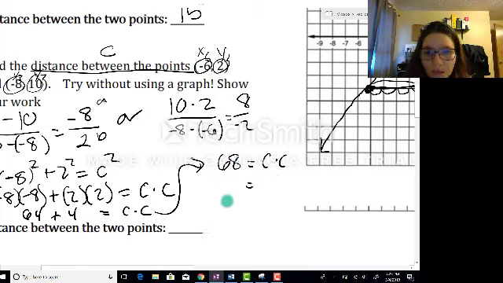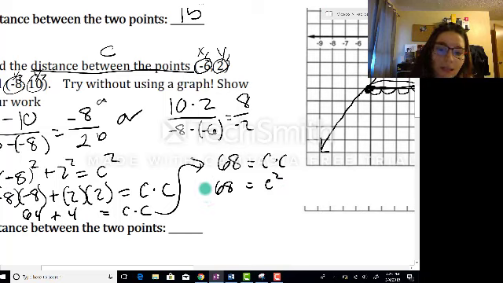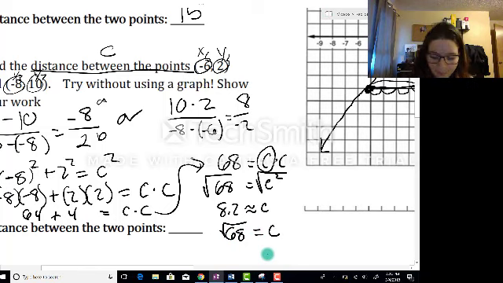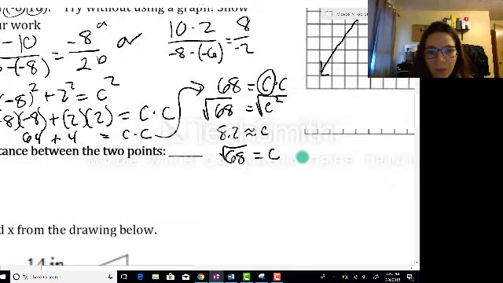And just so you can see the similarities here, that there's a connection between these two things. So whenever I see C times C, I can rewrite it as C squared. And now I need to take the square root, and when I take the square root, I'm finding this C. And that's going to give me approximately 8.2 is approximately C. Now you could have also left your answer as an exact, as the square root of 68 equals C. Okay. All right. And moving on here.